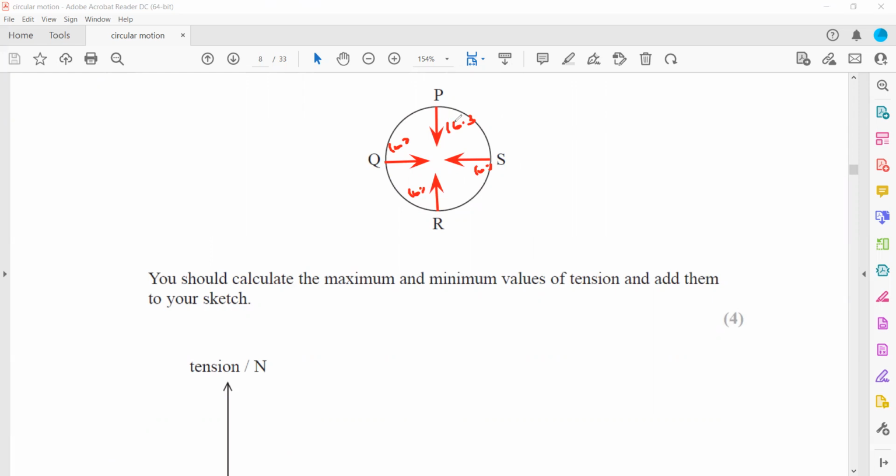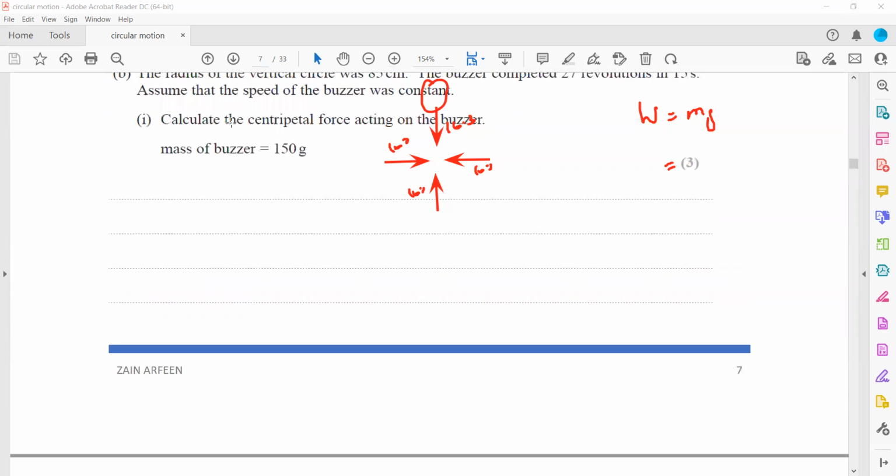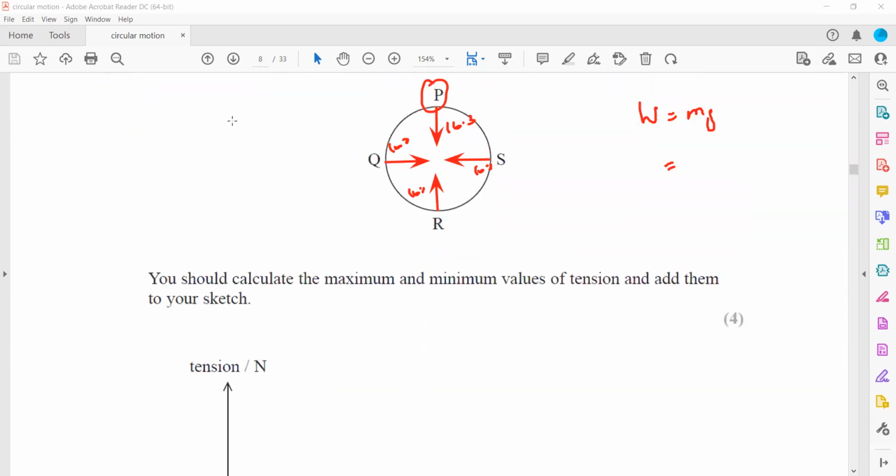But in this case, when it is at position P, the weight is also acting downward. And what is weight? Weight is mass multiplied by gravity. The mass is given in the question, that is 150 grams, which is 0.15 kilograms. So 0.15, and the value of gravity is 9.81. So 0.15 times 9.81.